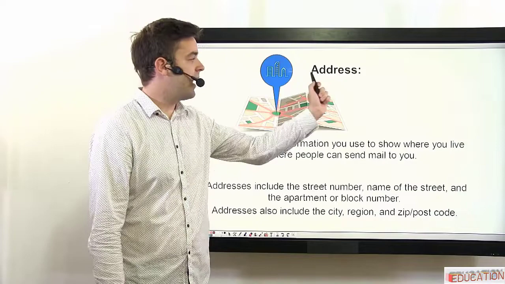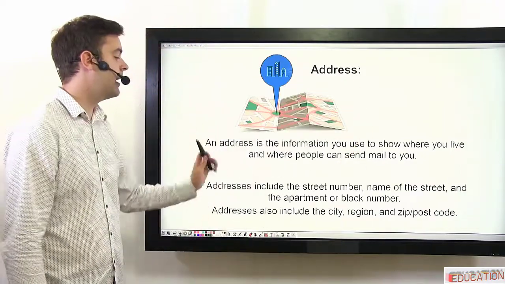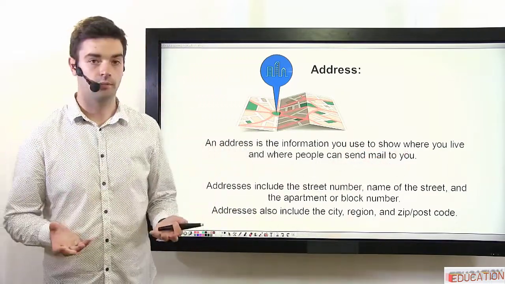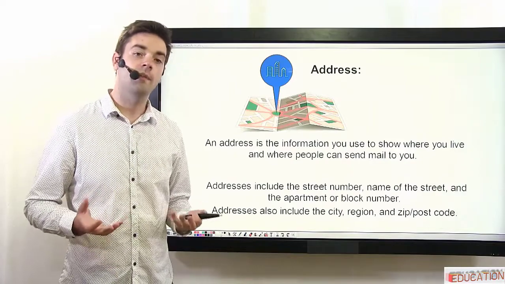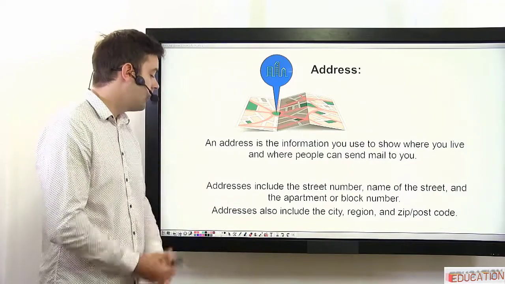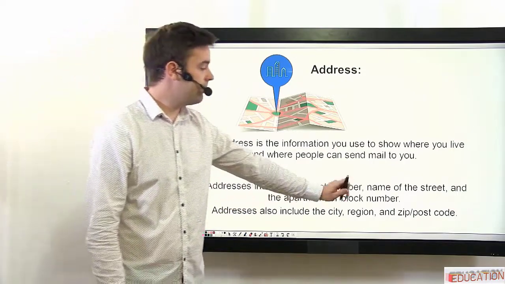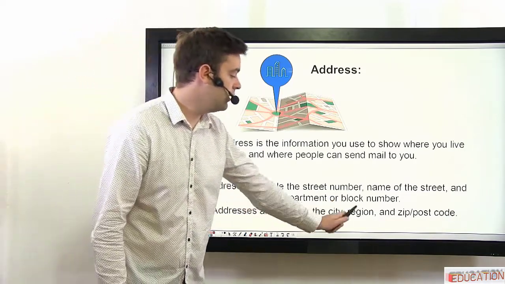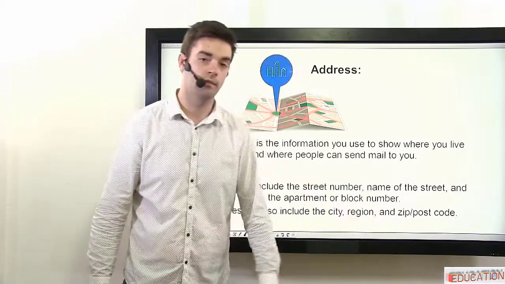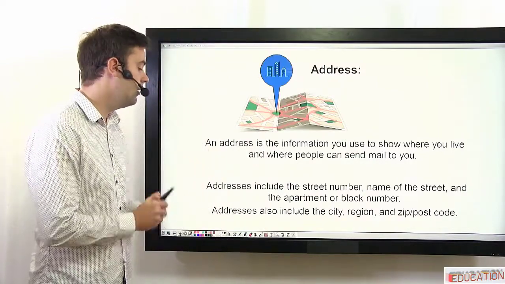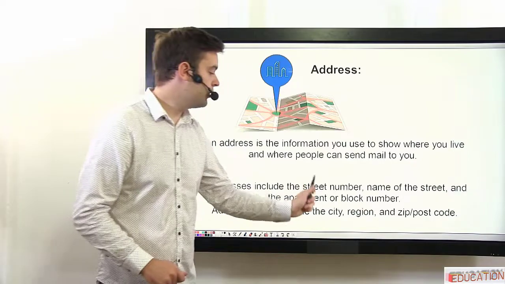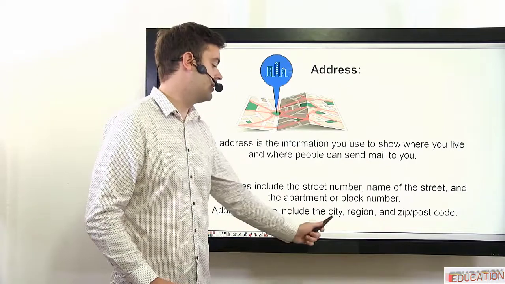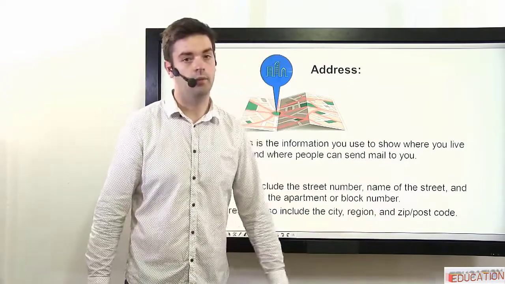So, now we have address. An address is the information you use to show where you live and where people can send mail to you. You might want to provide this if you want somebody to meet you at your house. Addresses include the street number, name of the street, the apartment or block, and also the city, region, and zip or postcode, depending on the country.